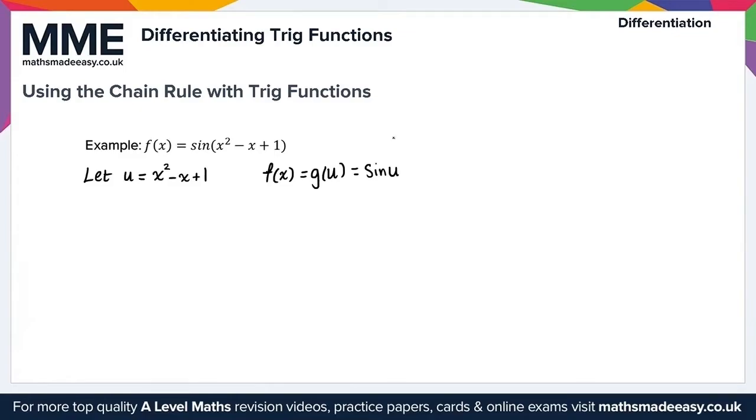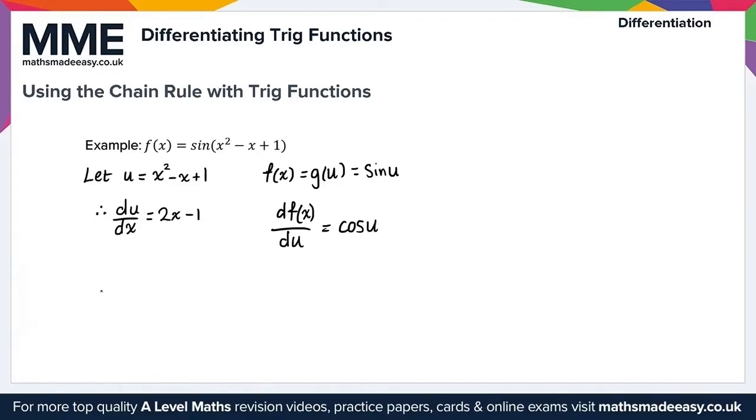Now, if we differentiate u with respect to x, du by dx would simply give us 2x minus 1. x squared gives us 2x, minus x gives us minus 1. Then if we differentiate sine u with respect to u, so we're differentiating g of u, this gives us cos u. If we differentiate g of u, which is sine u, that simply gives us cos u.